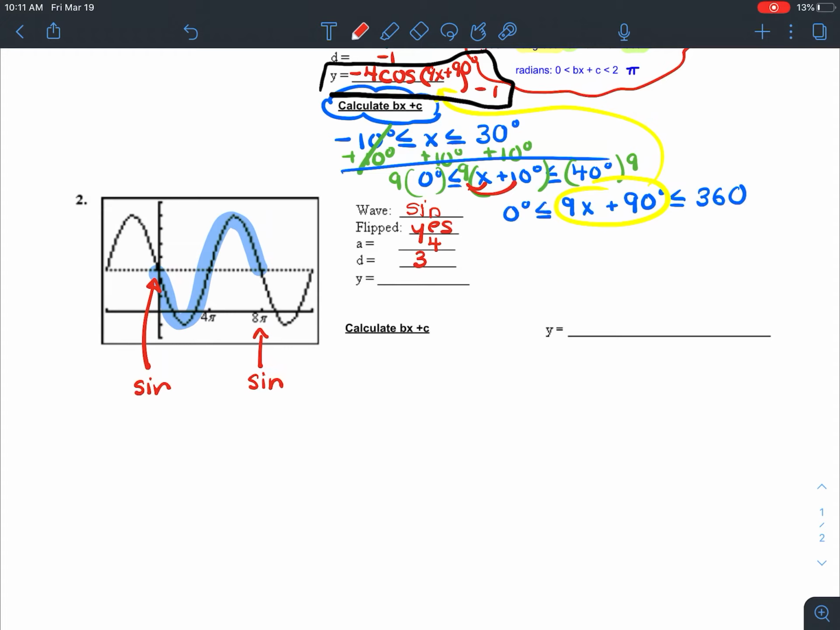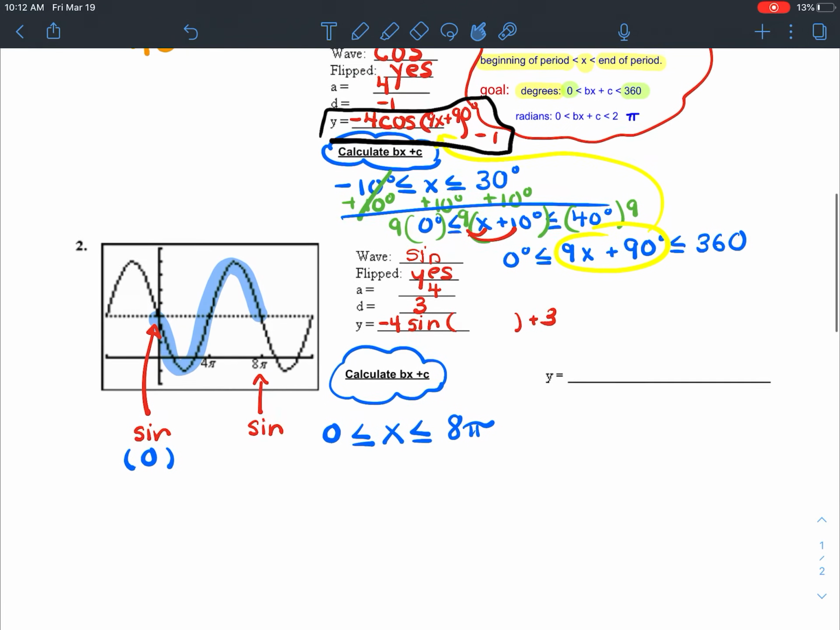Okay, I'm going to go ahead and build my equation. Notice this time I am going to put a negative in front of the 4, my amplitude, because we said yes, that we were flipping this. Okay, now we're going to calculate the bx plus c portion. So you're going to put x in the middle, and then you're going to mark where this wave starts. Well, it starts at 0 radians. The wave we chose here, it looks like it's ending at 8 pi radians.